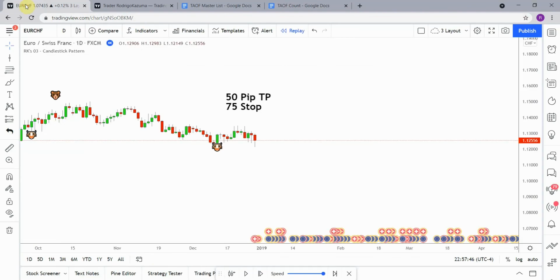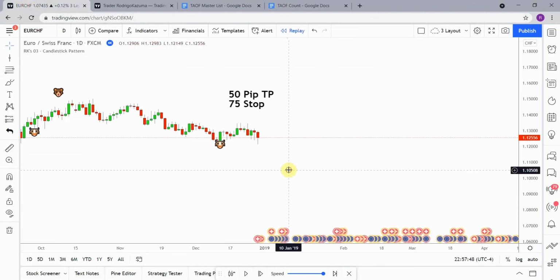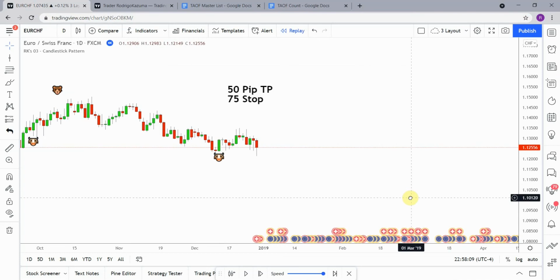All right, so today's indicator, and keep in mind that all these indicators, even though we test them on the Forex market, they can be used in any market. You can use them in crypto, the regular stock market, futures, whatever you want. I mean, it doesn't matter. You can use them on any market you wish. So, all right, today's indicator is RK's 03 candlestick pattern.